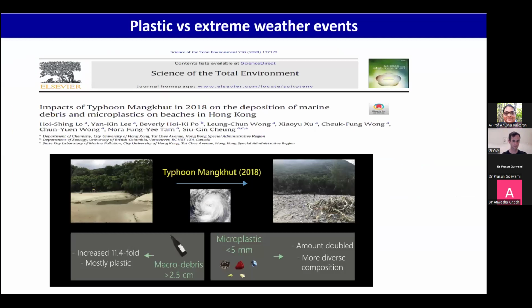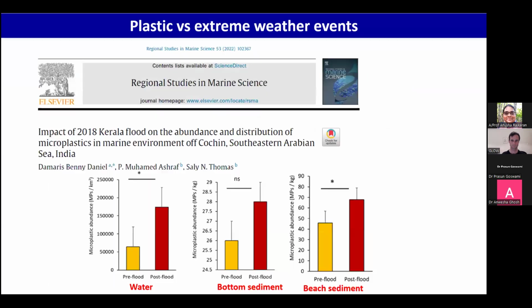We cannot deny the fact that, due to climate change, nowadays the amount of plastics in the mangrove as well as coastal environment is increasing. This is one example from Hong Kong, where they found a significant increase in microplastics in the mangrove as well as coastal environment after Typhoon Mangkhut in 2018. And this was another study carried out on the Arabian coast in Kerala, where they found a significant increase in microplastics in water, bottom sediment, and beach sediments after the 2018 Kerala flood.